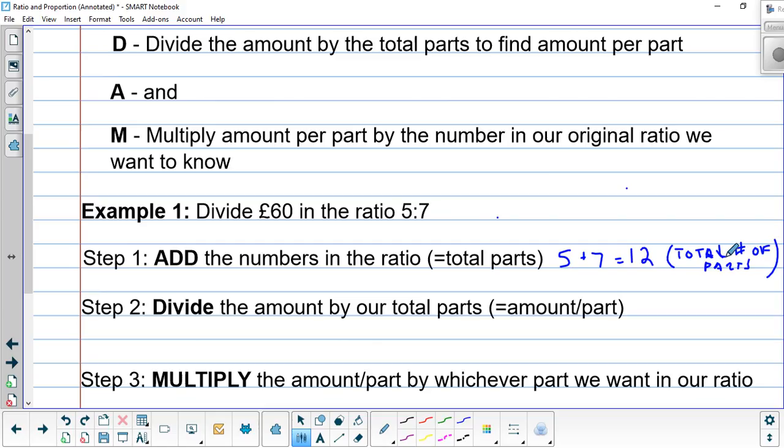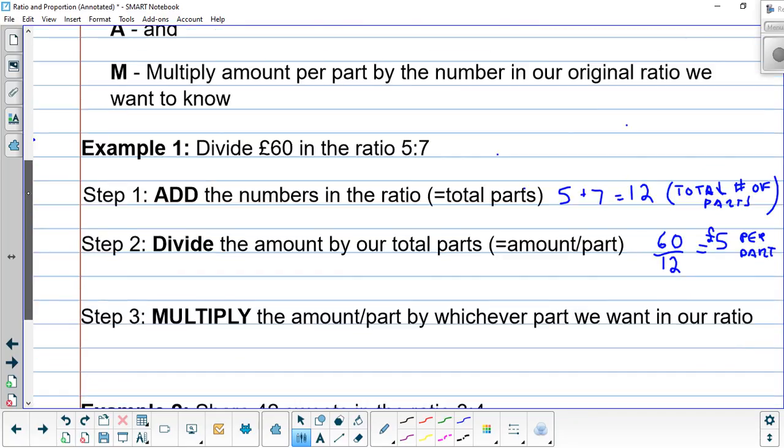Then step 2, divide the amount by our total parts. So our total amount, which is 60, you don't have to include your units till the end, and divide by the total parts of 12. So that is 5. So that means it's 5 pounds per part. It's like when you go to the grocery store and they say this is how much per 100 grams, or this is the price per kilo.